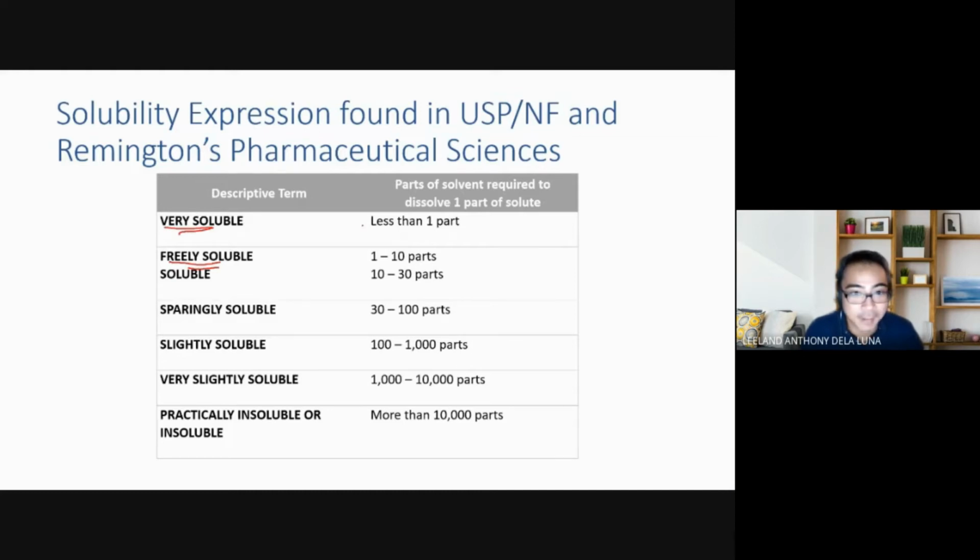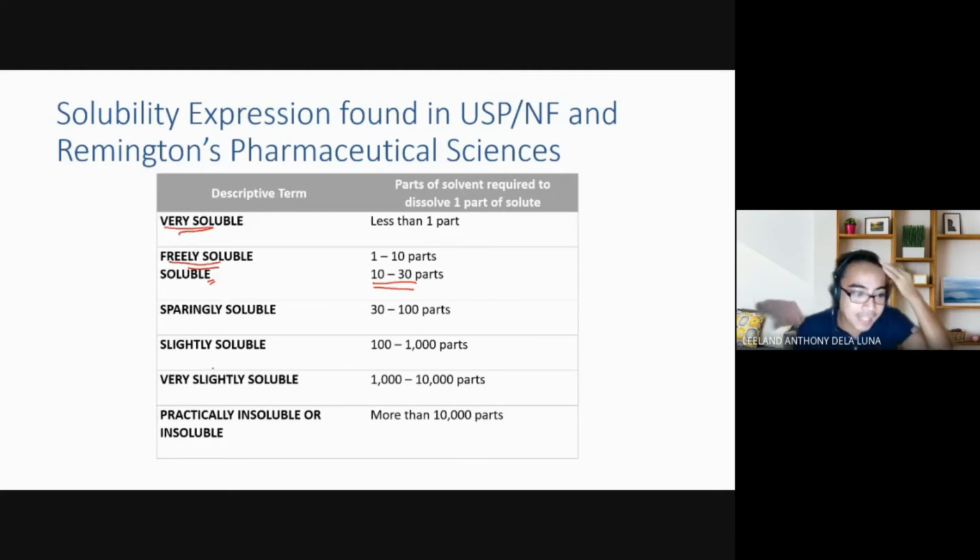Okay? So, nagets ba, class? Ito lang naman yung definition na dyan, eh. Kung 10 to 30 parts of solvent ang kailangan, then it becomes, tawag na ito, soluble. So, 30 to 100 parts, sparingly soluble. 100 to 1,000 parts, slightly soluble, and so on and so forth.